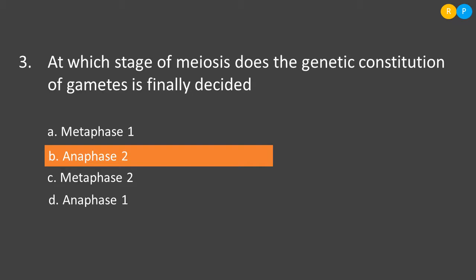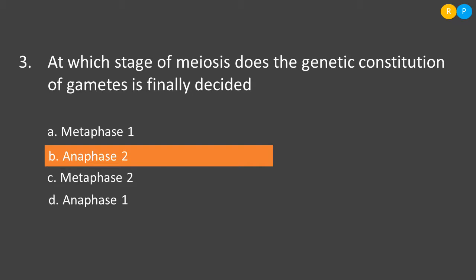Then option B, anaphase 2. As I told, meiosis 2 is called an equational division. So before the meiosis 2 itself, the genetic constitution is decided in the cell. So option B is not the answer. Then option C, metaphase 2.